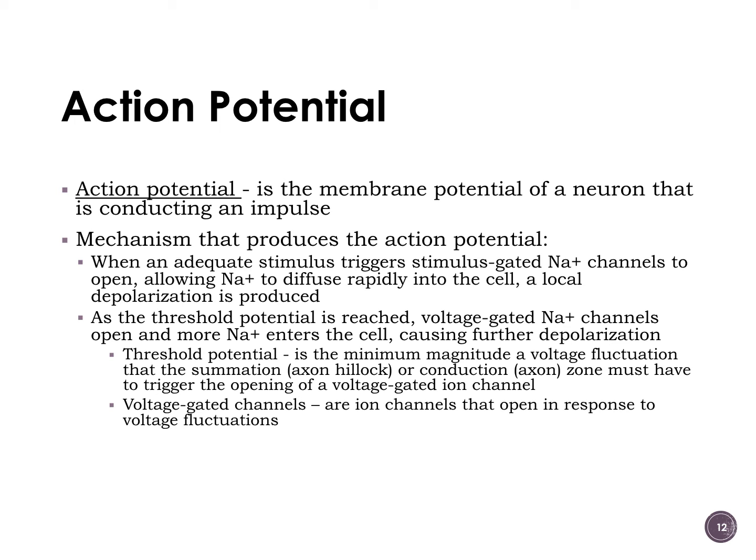So there's sort of a threshold here, and that's where we get that threshold potential, where the minimum magnitude of a voltage fluctuation at the summation area, also known as the axon hillock, or the conduction zone, being the axon, must have to trigger the opening of a voltage-gated ion channel. It's sort of, we open a little bit. Once we hit that threshold, we can now get a full rush of sodium entering this cell. So these voltage-gated channels are ion channels that open in response to that voltage fluctuation.